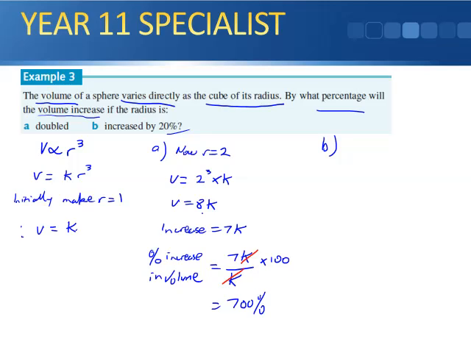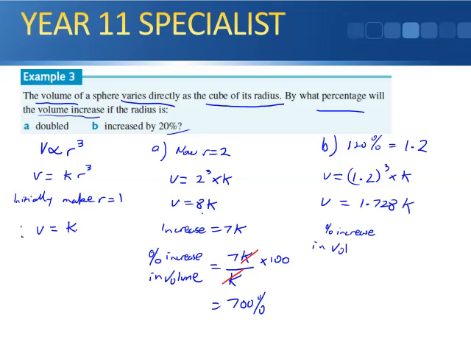Part B, increased by 20%. Originally it was 100%. When you increase it by another 20%, you get 120%, which means as a fraction it is 1.2. So now we get a volume of 1.2 cubed times the k, which actually equals 1.728 times k. So the increase will be 0.728k.